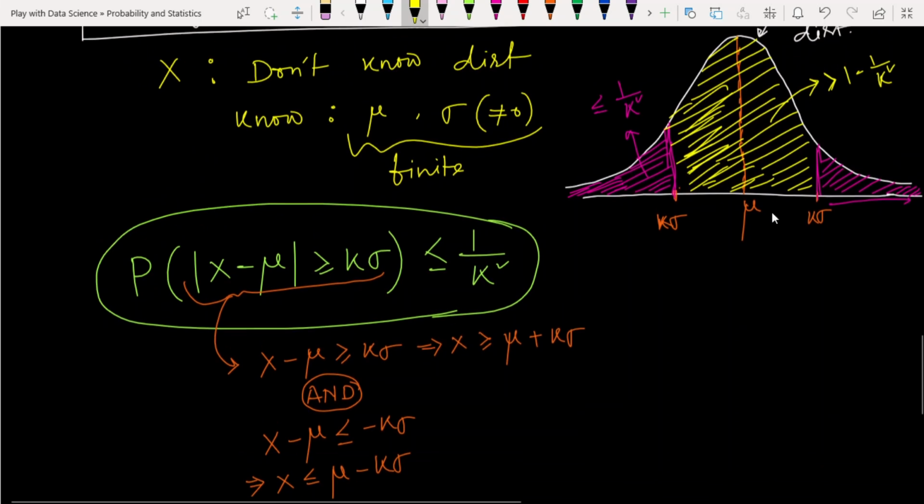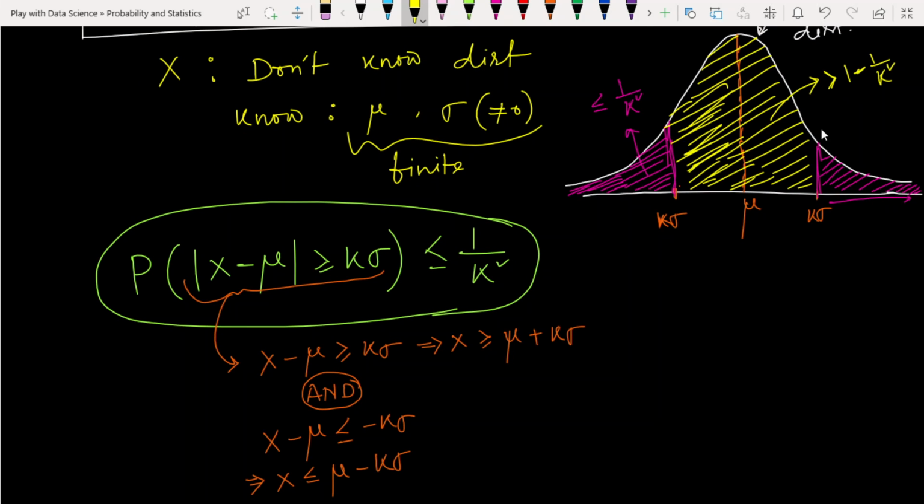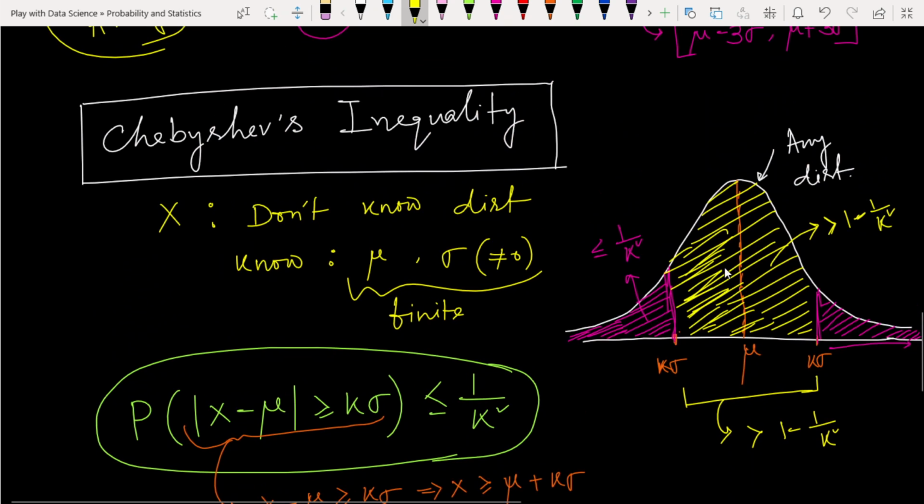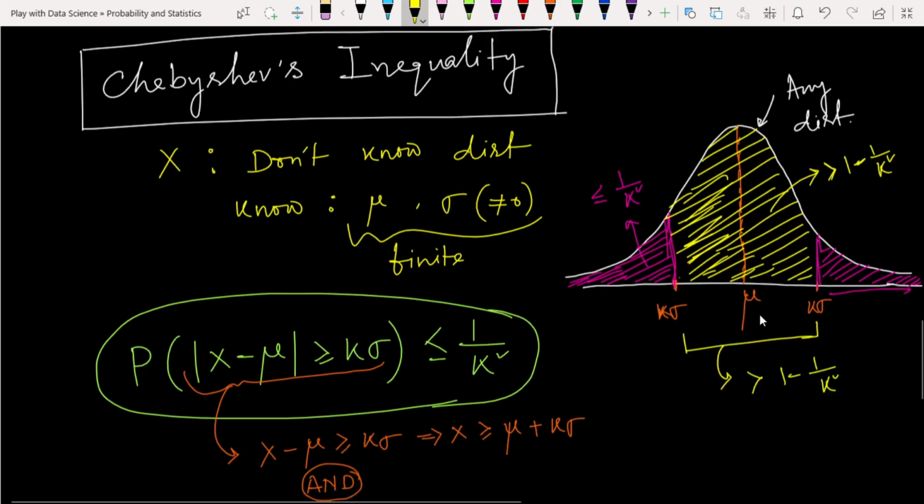So I think you have understood. If we formulate this, the Chebyshev inequality tells us that in the range from mu minus k sigma to mu plus k sigma, we have at least 1 minus 1 over k square of the data points, if we know the distribution has a finite mean and finite non-zero standard deviation. That is what the Chebyshev inequality tells us. Okay, I think you have understood.